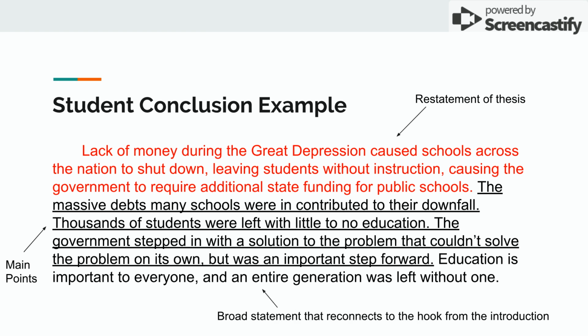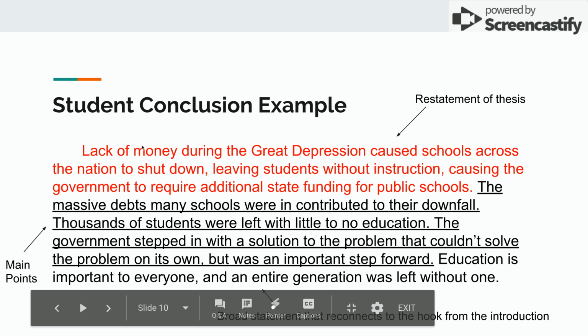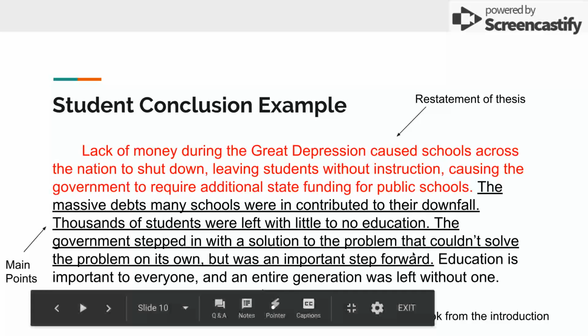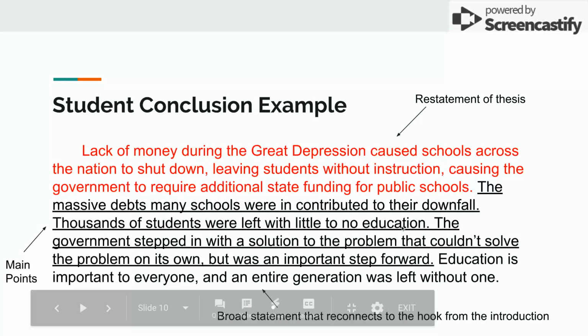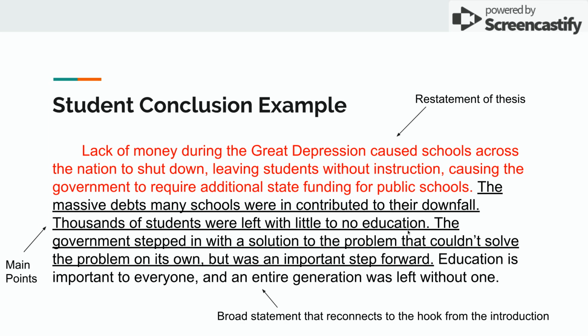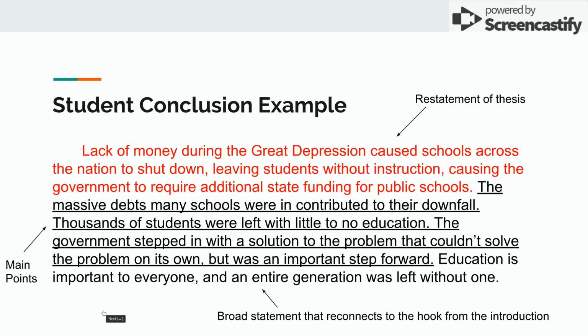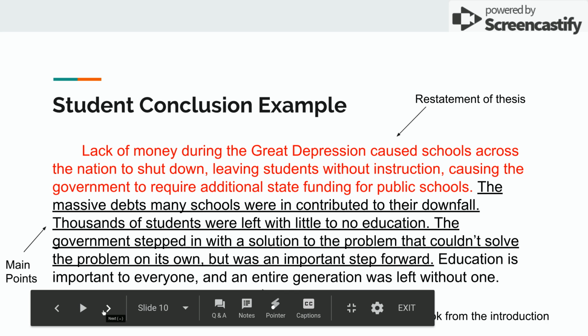So after you've done the 3 body paragraphs with your evidence and your links and all the parts, you have to write a conclusion. And the conclusion starts with a restatement of thesis, taking your thesis statement and rewording it slightly. Then you revisit your 3 main points, which are reworded statements that come from your main point. So it's just like revisiting the main ideas. If you think you're repeating yourself, you're probably doing it right. And then my last sentence is another broad statement. Education is important to everyone, and then an entire generation was left without one. That's a broad statement to connect back to my original main attention grabber at the beginning of the essay.